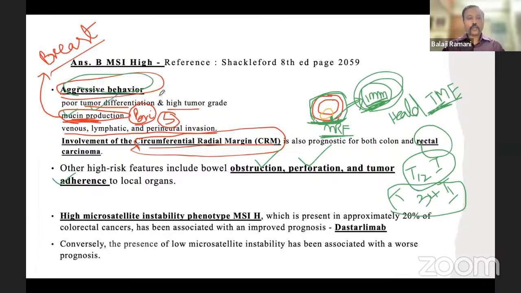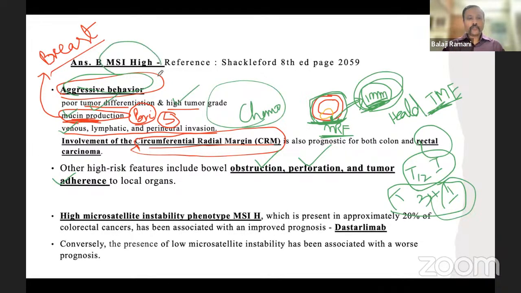So the presence of tumor obstruction, tumor perforation, presence of tumor adherence, then you have presence of mucin production, high-grade tumors, poor tumor differentiation, LVSI. So all these are factors that make us think that this patient should go in for adjuvant chemotherapy, even though the patient may have only a stage 2 disease. So stage 2 disease also requiring chemotherapy is going to be there in presence of these high-risk features.